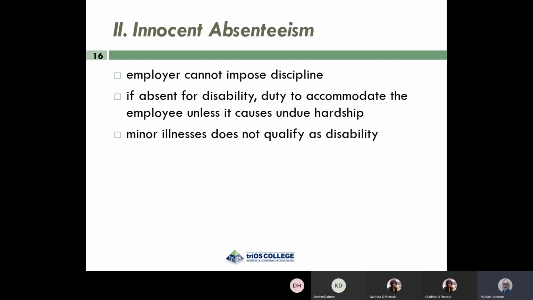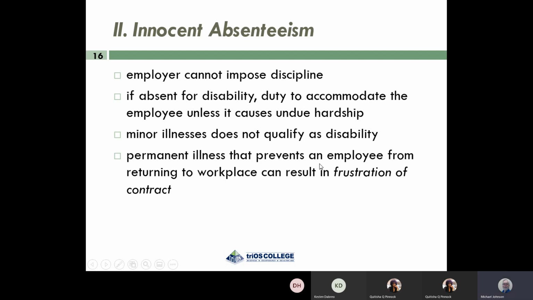Minor illness does not qualify as a disability. So once again, a cold, people still go to work when they have a cold. I kind of wish they wouldn't. If you got the flu or you got a cold, stay away. Otherwise, you give it to everybody else. But at the same time, if your job needs you to be there, then you do have to make some kind of an effort.